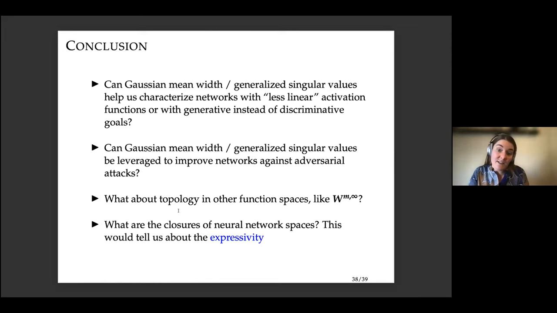networks with less linear activation functions or different sorts of goals? Can they be leveraged to improve networks against attacks? What about the topology and other function spaces, for example, p equals infinity? And what are the closures? This is a hard problem, but what is the closure of a particular neural network space? This would definitely tell us a lot about the expressivity.